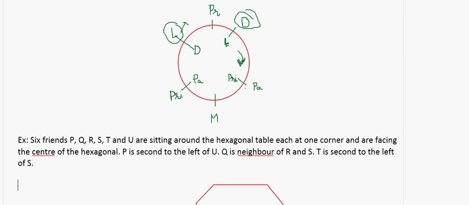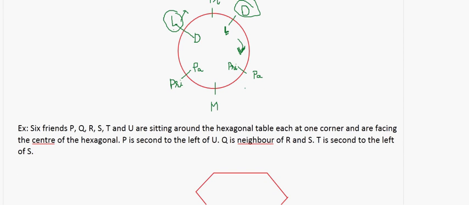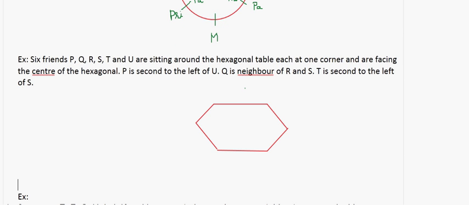Here we are having a hexagonal table, right? A hexagonal table is nothing but a circular table. You have to do the question in the similar way you do circular arrangements. Any closed body is a circular arrangement. It says 6 friends PQRSTU are sitting on a hexagonal table, each at one corner and facing the center of the hexagon. So again they are facing the center.